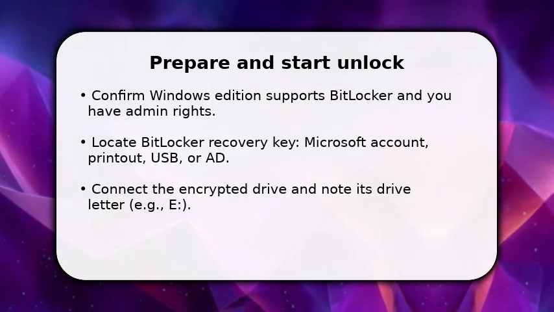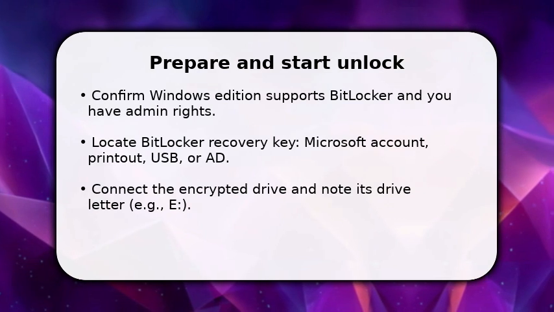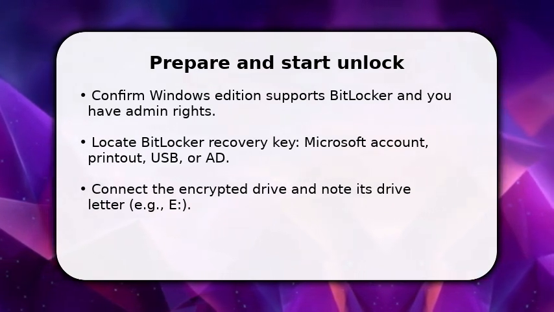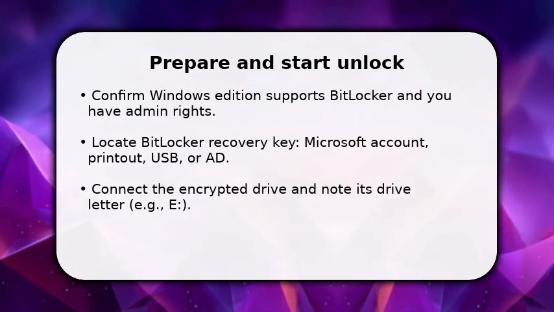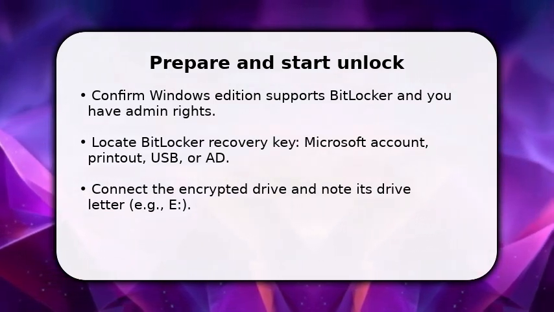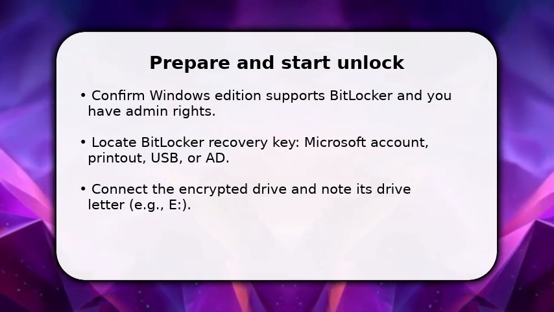Once found, connect the encrypted drive and note its drive letter so you don't guess. Make sure BitLocker is turned on for that volume by opening Control Panel or Settings. This confirms you're targeting the right device before attempting any unlock commands.